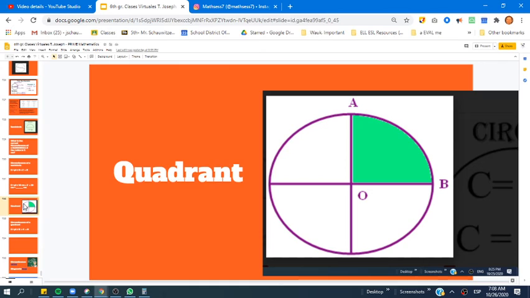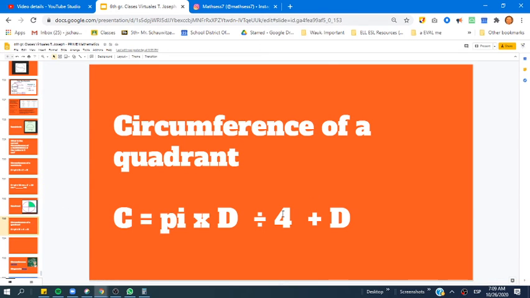This time we're going to look at a quadrant. A quadrant is 1/4 of a circle. So it's not a full, it's not a half, it's 1/4. So what are we going to do to change the formula for a quadrant? Well, we need to divide this time by 4. So take your diameter, divide that by 4 because it's 1/4 of a circle, and then you're going to add your diameter again to find your circumference.